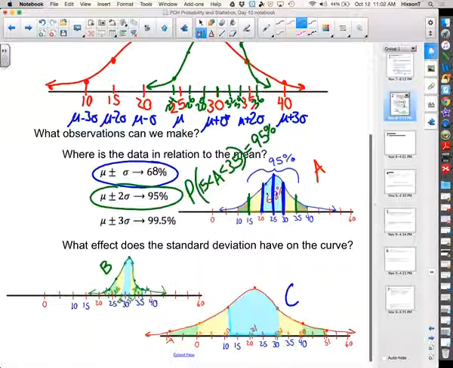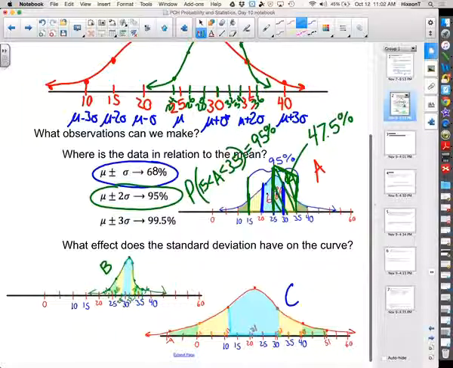So, let's think about this. If the probability of all of this is 95%, as you see here, what's the probability that a randomly picked number will be between 25 and 35? 47.5. Yeah, 47.5. Half of the 95% is going to be in this range. Okay? That's 47.5%. You guys get any idea with this?